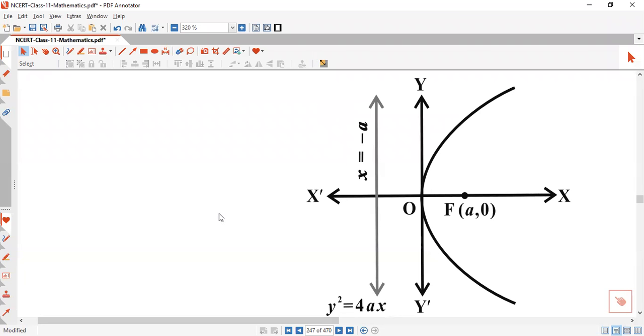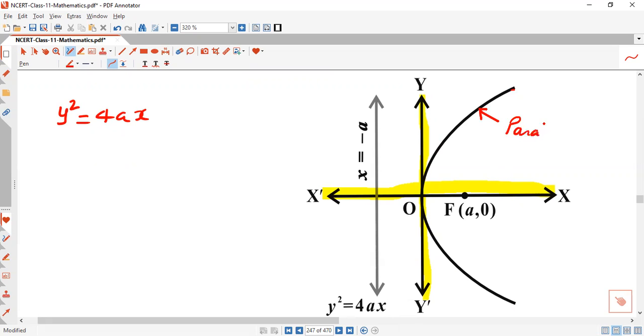Look at the figure. This is the graph of the parabola y square equal to 4ax. Here we have an x-axis, and this is a y-axis. And I sketch this curve. You can see this curve. This curve is known as a parabola.